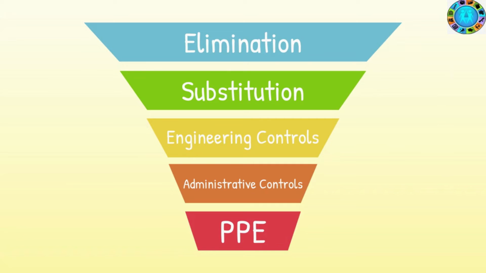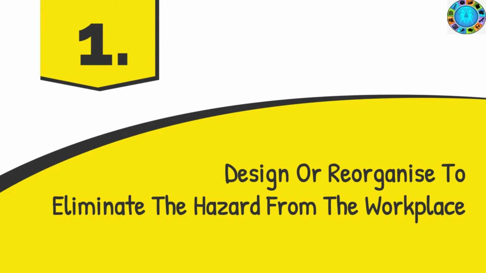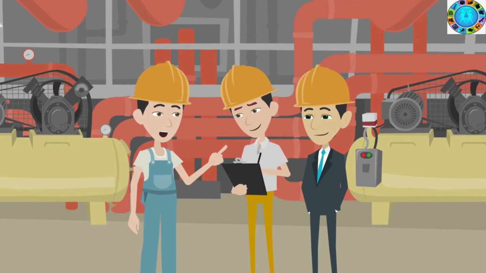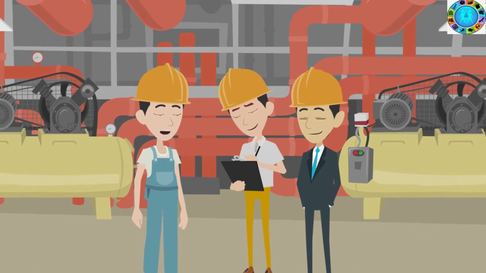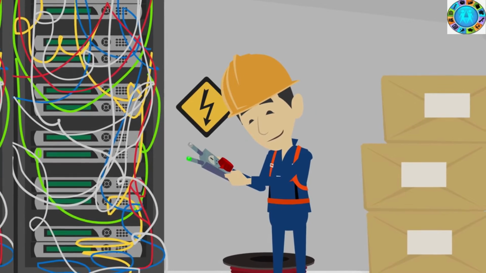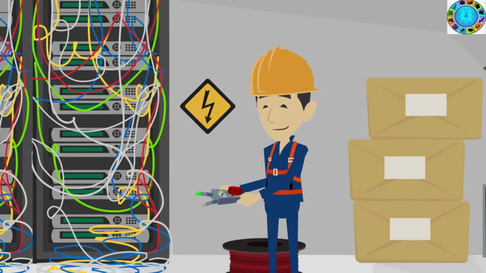Hierarchy of risk control. 1. Design or reorganize to eliminate the hazard from the workplace. Try to ensure that hazards are designed out when new materials, equipment or work systems are being planned. 2. Remove or substitute the hazard. Where possible, remove the hazard or substitute with less hazardous materials, equipment or substances.